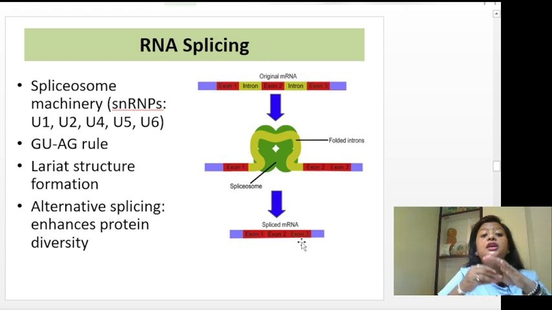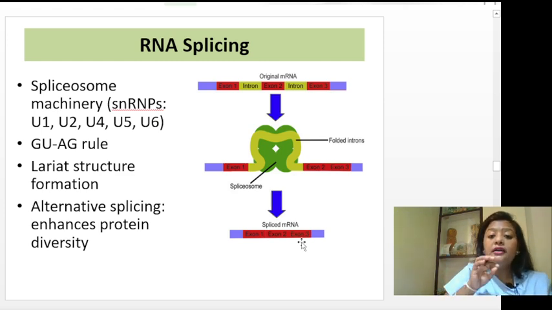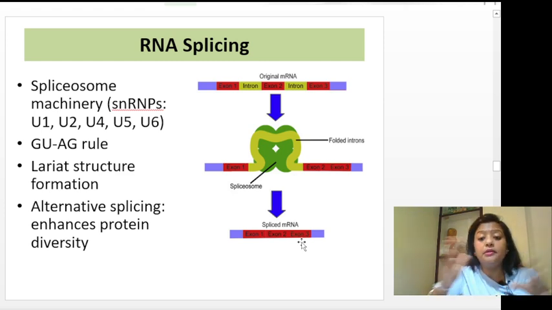U1 is going and attaching to the intron and removing it. So the first one, second one, that way it's going on, functioning together. Next is the GU-AG rule.